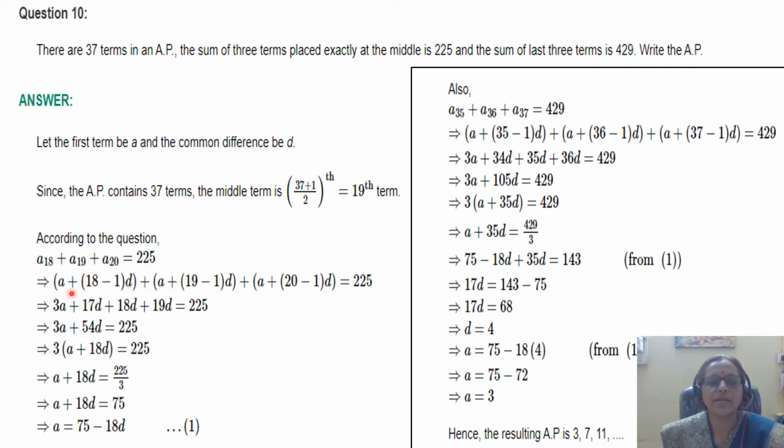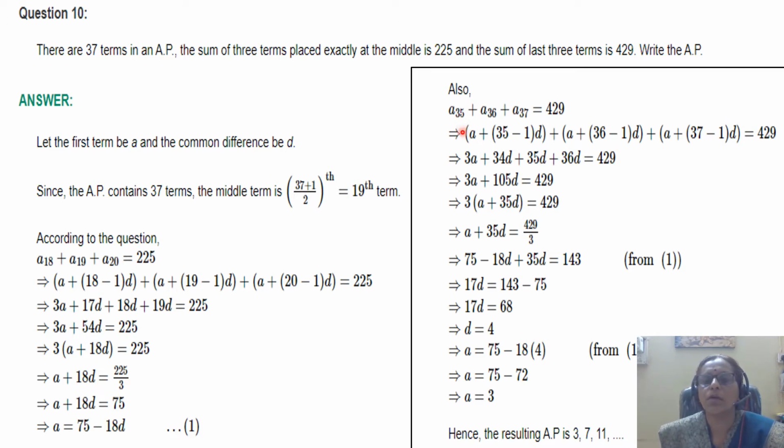We know how to write the terms: a plus (n minus 1) into d for each. Collect all like terms. So it is 3a plus 17d plus 18d plus 19d is equal to 225. Add all the d's: 3a plus 54d is 225. What is common over here? You can take 3 as a common factor. So a plus 18d is 225 by 3, a plus 18d is 75. The value of a you can find out as 75 minus 18d. Label it as equation 1.